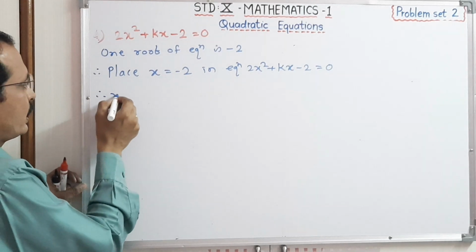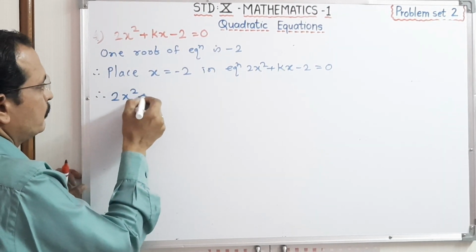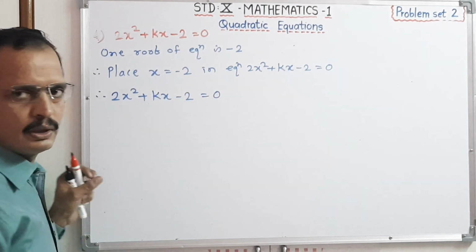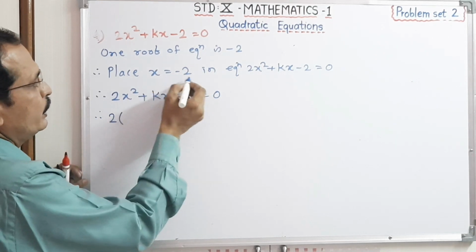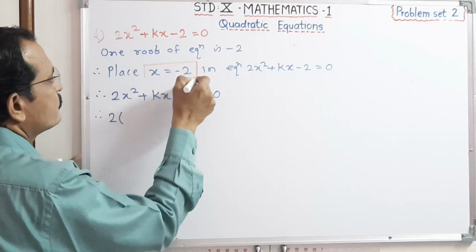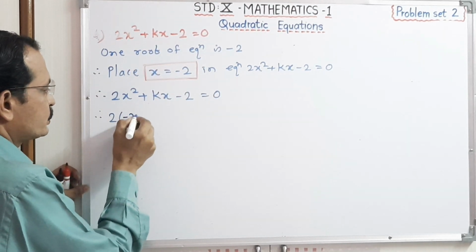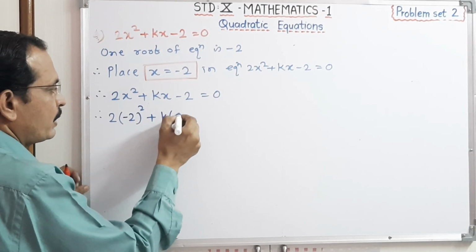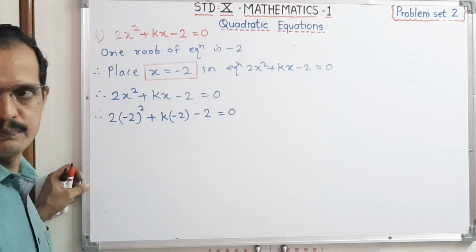Therefore, we have to write here 2x square plus kx minus 2 equal to 0. And here we have to substitute 2 into x. We have to place this value, x is equal to minus 2. Therefore, 2 into minus 2 square plus k into minus 2 is equal to 0.